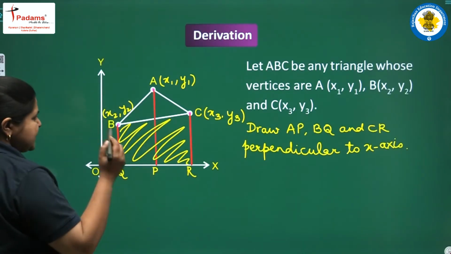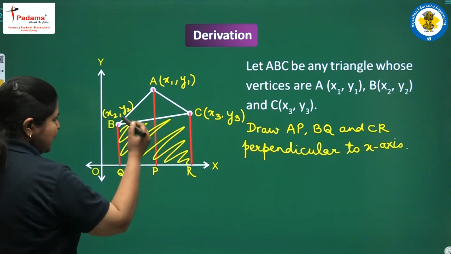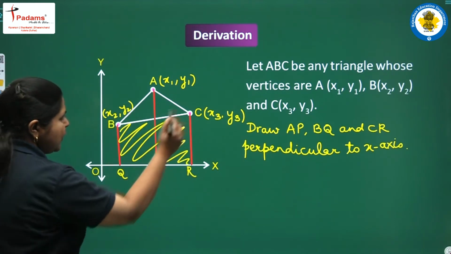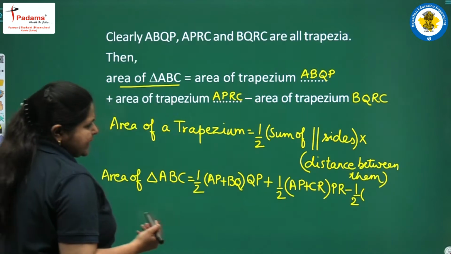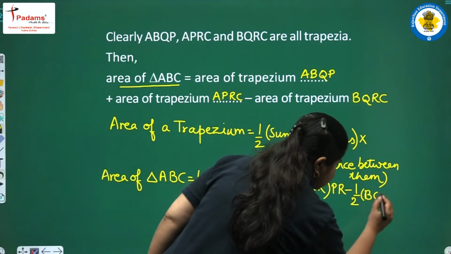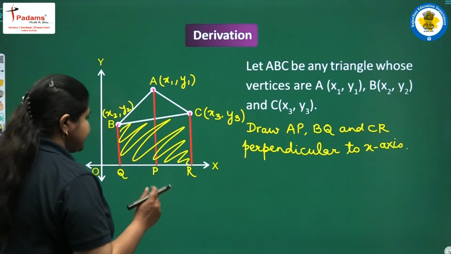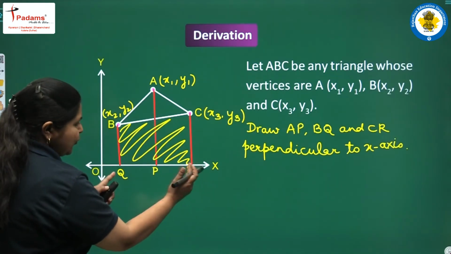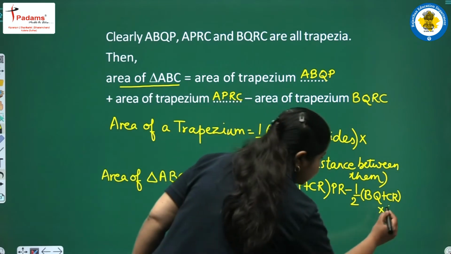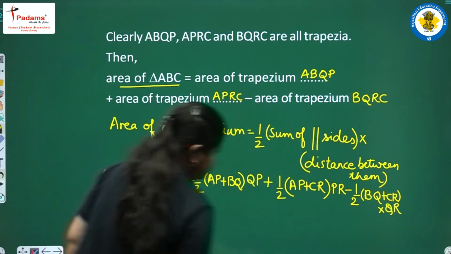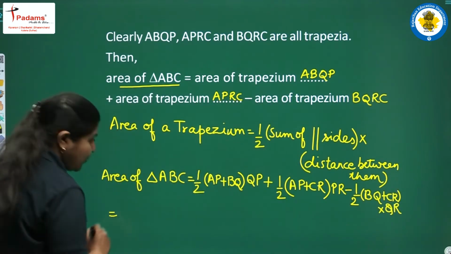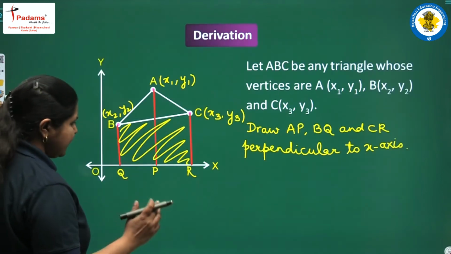Now we will take up this trapezium BQRC. तो parallel sides कौन सी है? यहाँ से BQ और यहाँ से CR. So we write here BQ plus CR into the distance between the two sides, it is QR. So we write here QR. I hope it is clear. All this I am doing just for your understanding. Now just have a look.